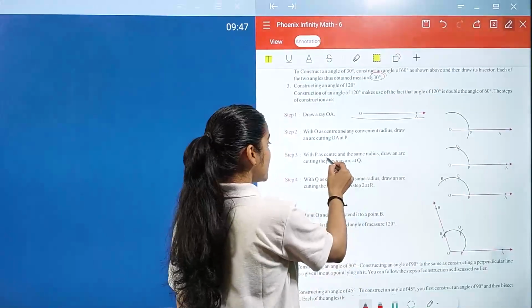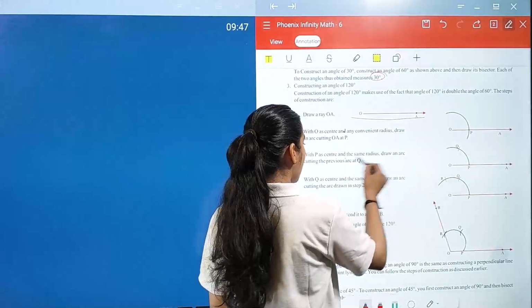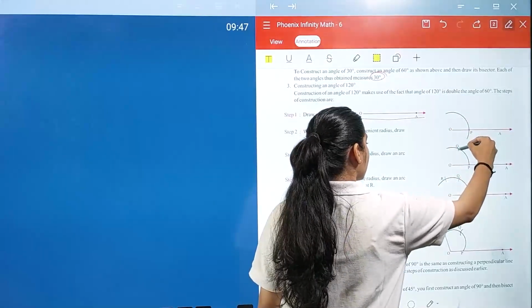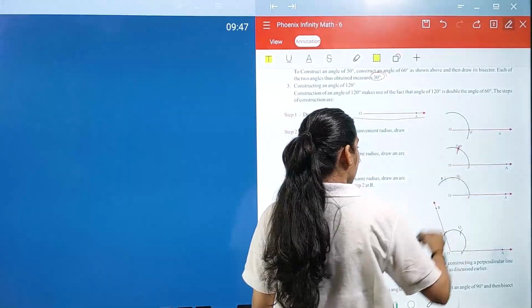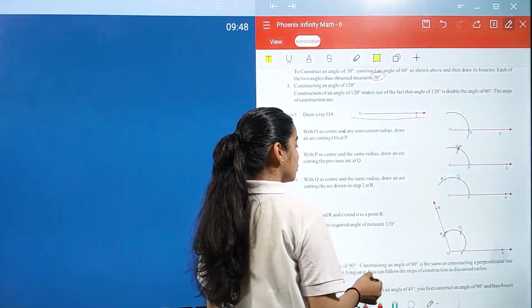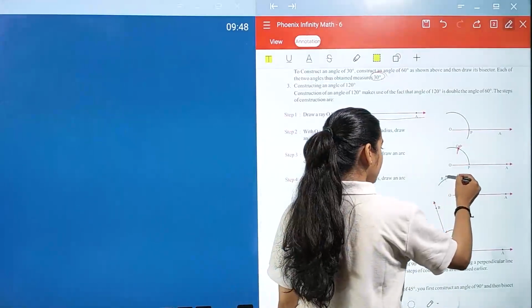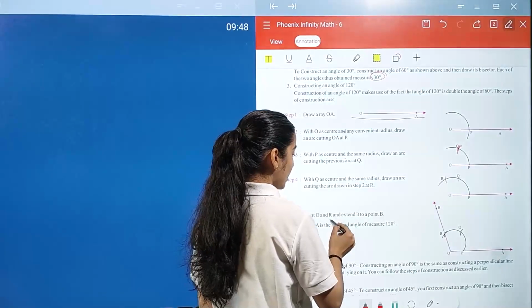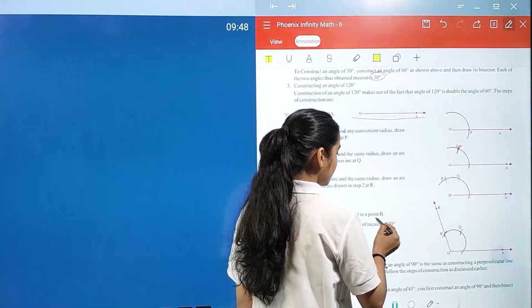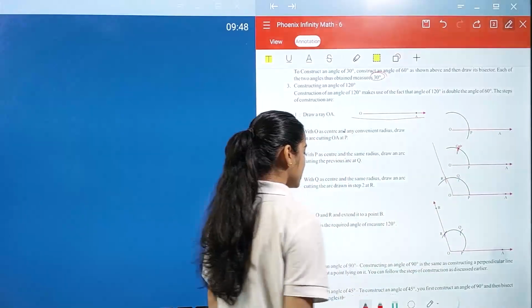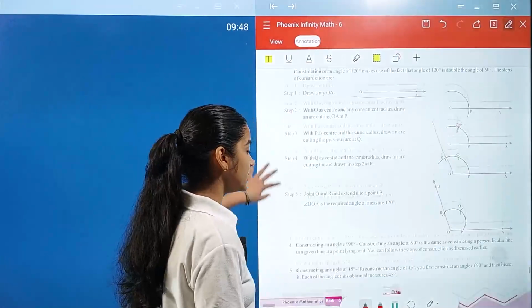Now with P as a center, the same radius, draw an arc cutting the previous arc at Q. So you have to mark an arc which is cutting at Q. Now Q as a center with same radius, you have to mark an arc which is at R. So now join OR and extend it to point B. This is your angle of 120 degree.